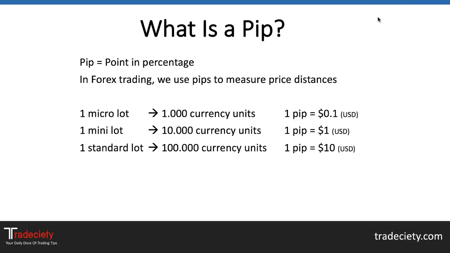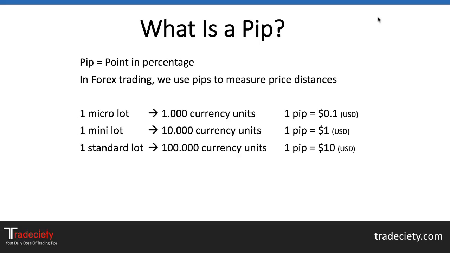What is a pip? A pip stands for point in percentage. That's usually how traders in Forex measure distances on their charts to determine how far the price is going, how far a take profit will go, and also how far your stop loss will be. And this will then help us to scale our positions to achieve a certain risk that we want to have for our trades.